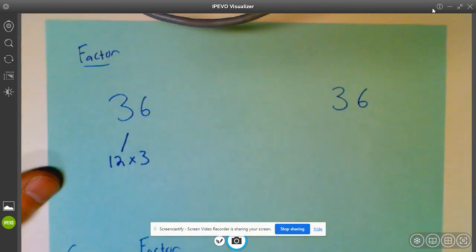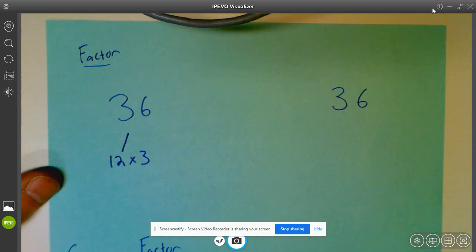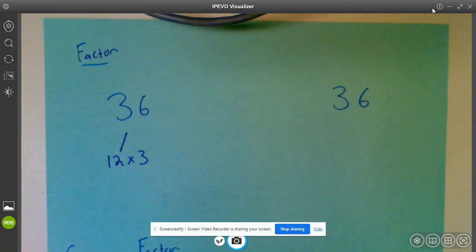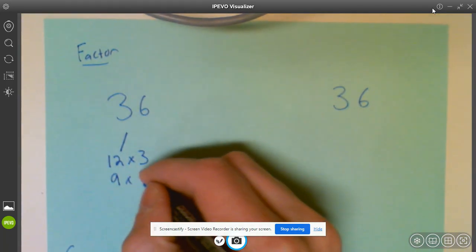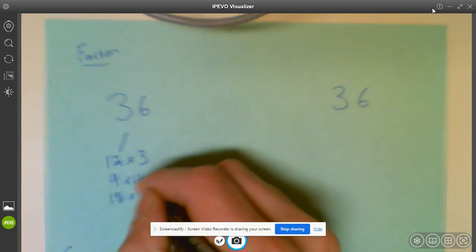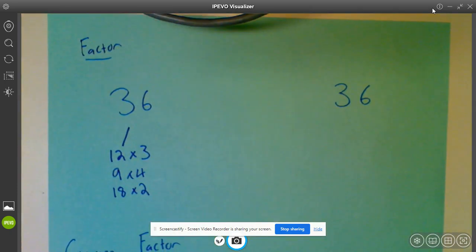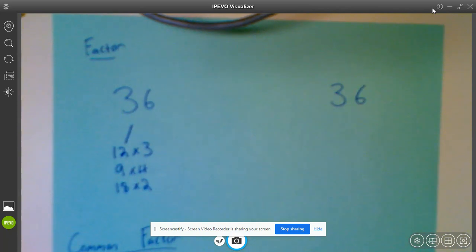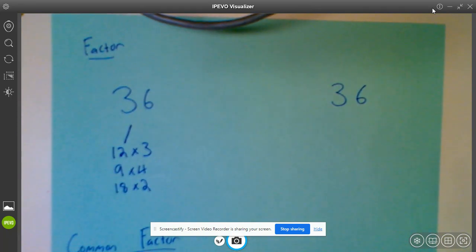So we call that a factor pair. It's one way to break apart 36 into a multiplication statement. 9 times 4 or 18 times 2, those are different ways to factor a number. So factoring is just breaking something apart into a multiplication statement or multiplication question.